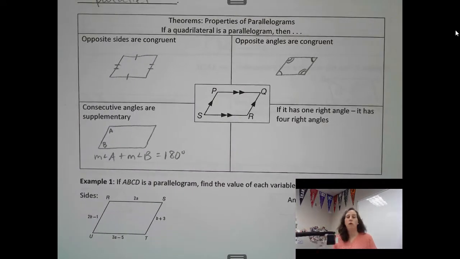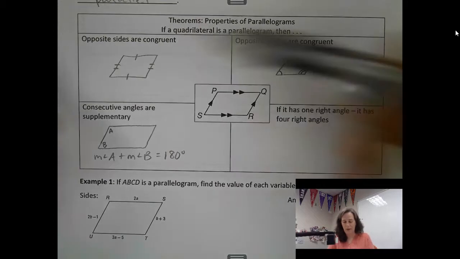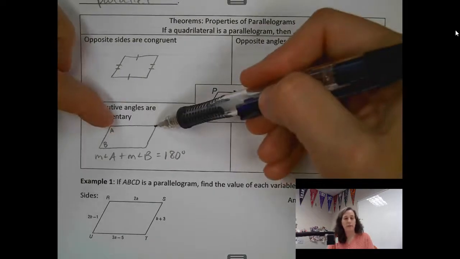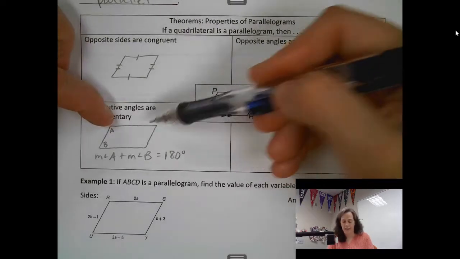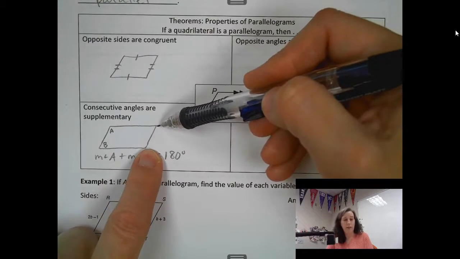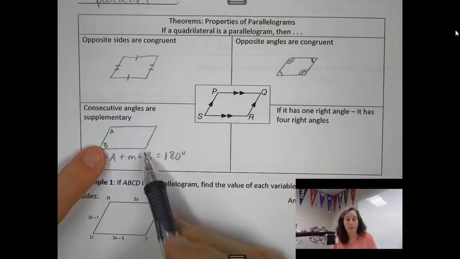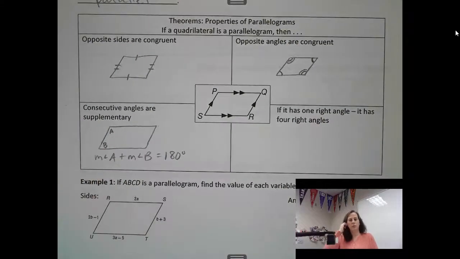Now, it doesn't have to be only those 2. You can pick any 2 consecutive. So these 2 angles are right next to each other. Their sum should be 180. These 2 are right next to each other. Their sum should be 180. And also these 2. So any 2 that are consecutive are supplementary.